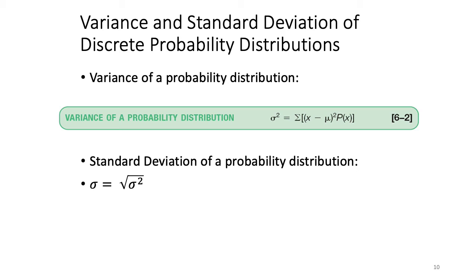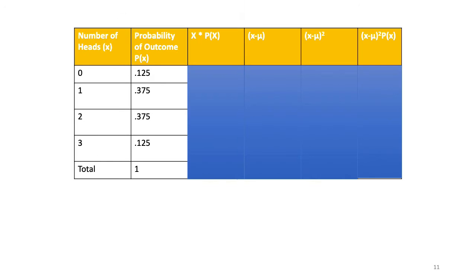The variance and standard deviation of the discrete probability distribution. So for the variance, we basically take every single value x, we subtract the mean of the distribution and square it, just like we did before, and then we multiply each of those by the probability of x, and then we sum across. And of course, the standard deviation is the square root of the variance.